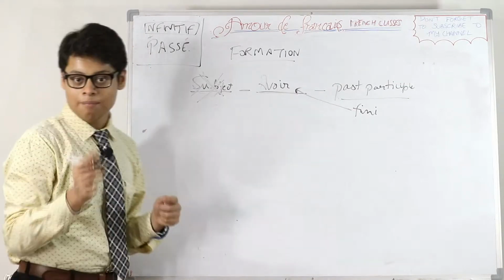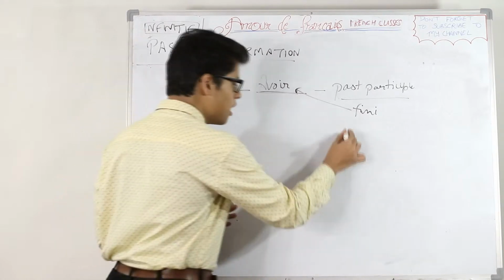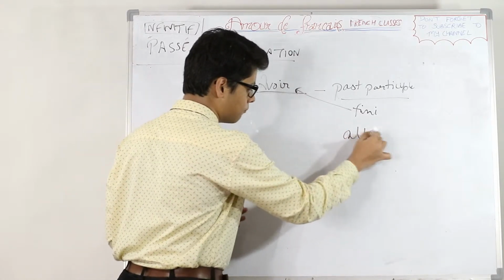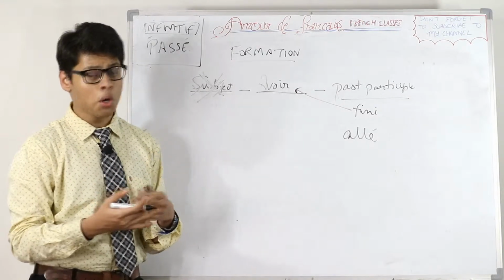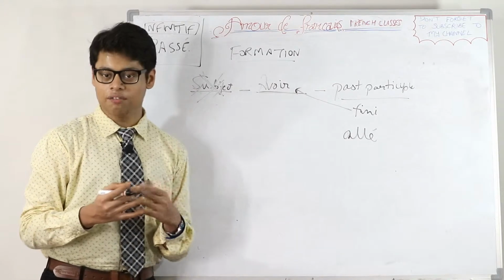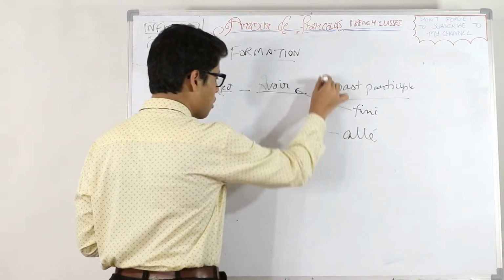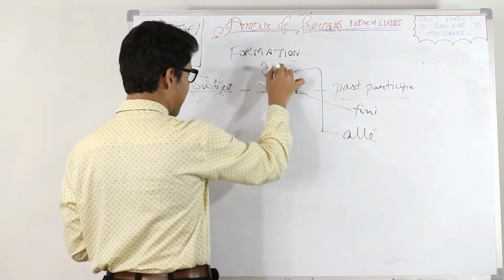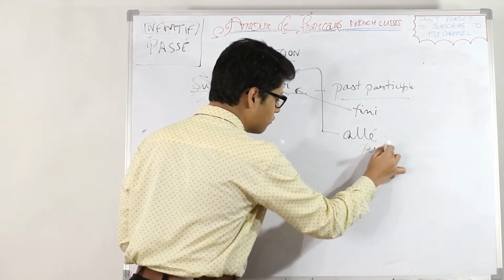Infinitif passé, remember? Similarly, suppose it's aller. The past participle of the verb aller, which means to go. Aller is conjugated with être under passé composé. So what will come here? Être and not avoir. The same goes for pronominal verbs.